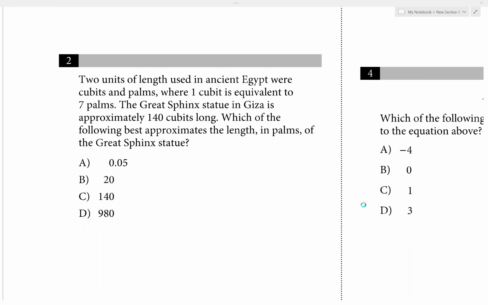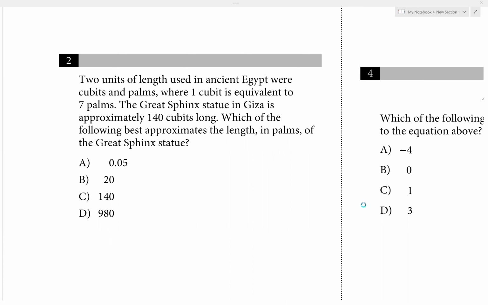All right, number 2. 2 units of length used in ancient Egypt were cubits and palms, where 1 cubit is equivalent to 7 palms. The Great Sphinx statue in Giza is approximately 140 cubits long. Which of the following best approximates the length in palms of the Great Sphinx statue?